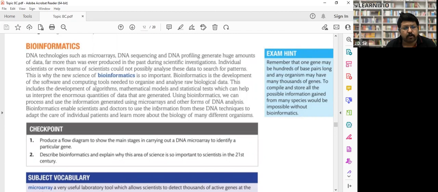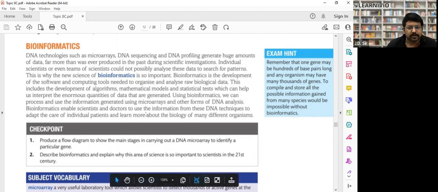Bioinformatics is the development of software and computing tools needed to organize and analyze raw biological data. This includes the development of algorithms, mathematical models, and statistical tests, which can help us interpret the enormous quantity of data that is generated. Using bioinformatics, we can process and use the information generated using microarray and other forms of DNA analysis.